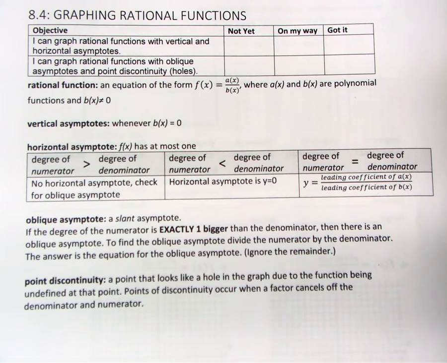Finally, if we have a degree that's the same on top as it is on the bottom, then you're going to want to take your leading coefficient of the top and put it over the leading coefficient of the bottom. Just a reminder that your leading coefficient is the number that's found in front of the term where your degree was. Now, an oblique asymptote only happens if the degree on top is exactly 1 bigger than the degree on the bottom. So if I had x to the third on top and x squared on the bottom, then I've got an oblique asymptote happening.